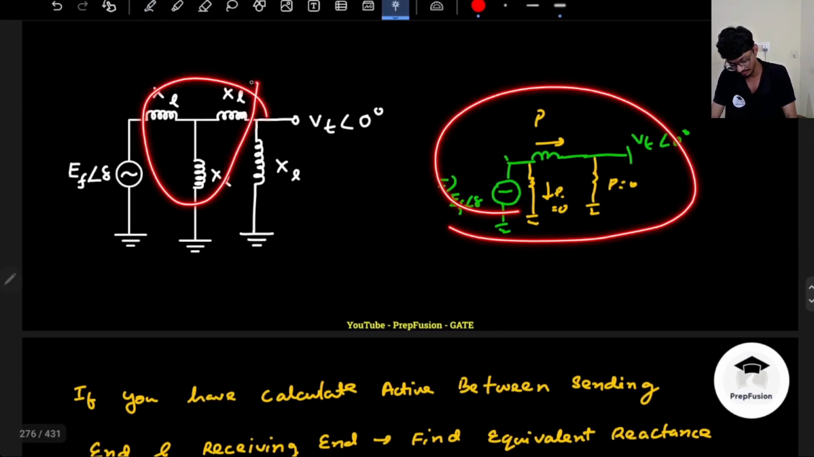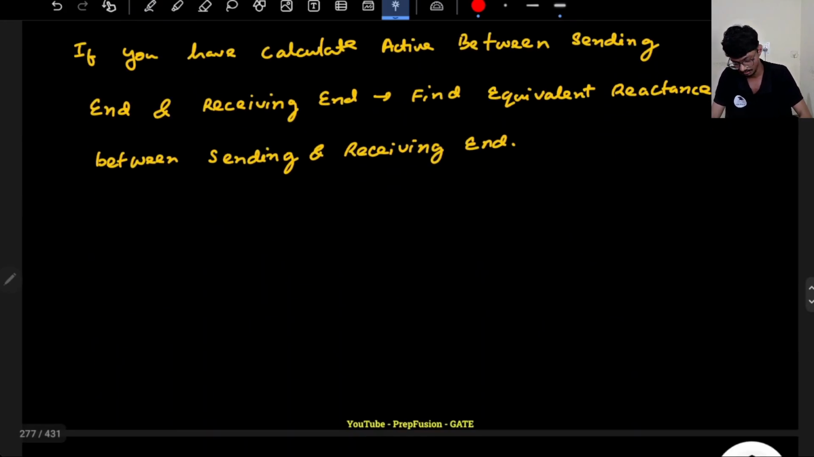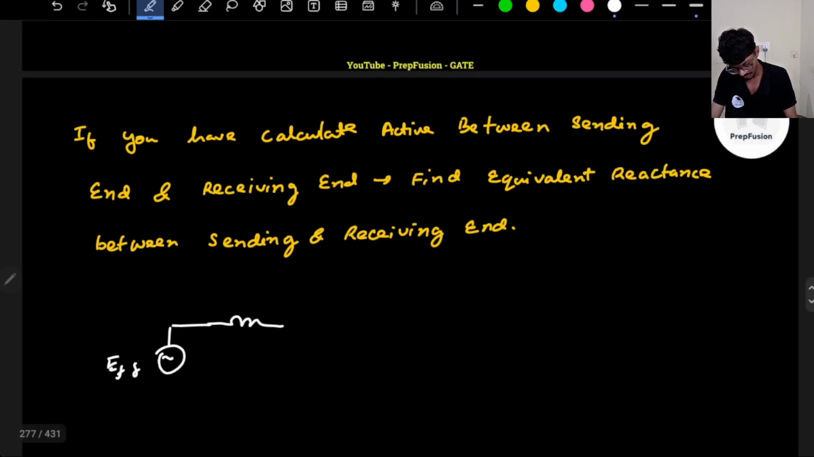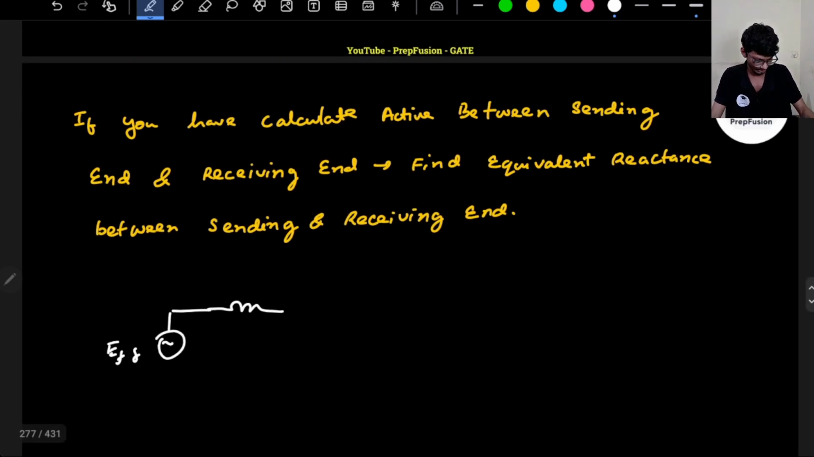Can I convert it? Yes, I can convert this whole thing into delta. It is in star, so basically I will have here Ef angle delta, and if I convert it into delta, this will become like star to delta, so it's basically division. I have also forgotten the formula. I think star to delta is by 3, if I remember it correctly. Yeah, I also have my own technique, so it is by 3, so this will become XL by 3.